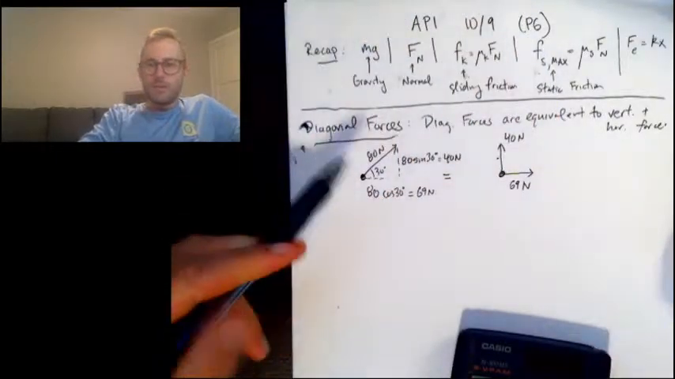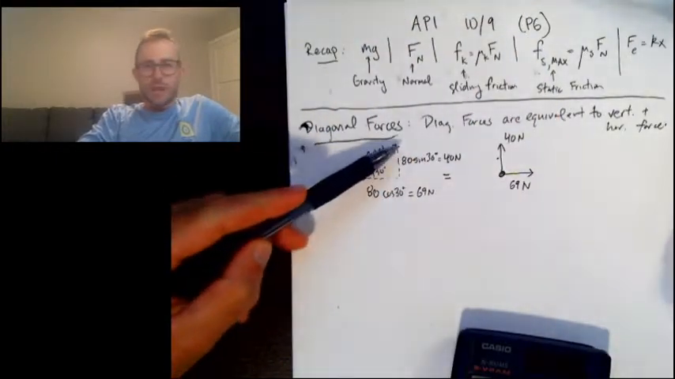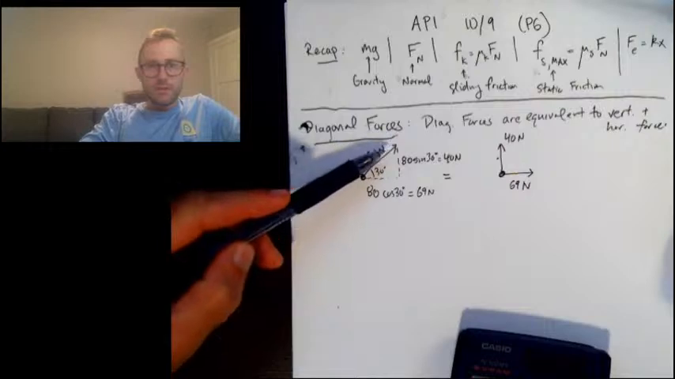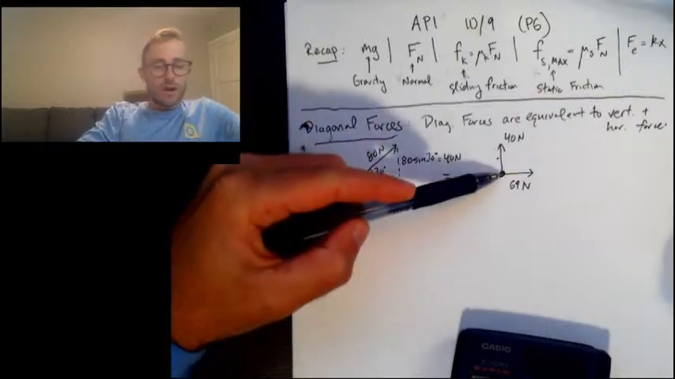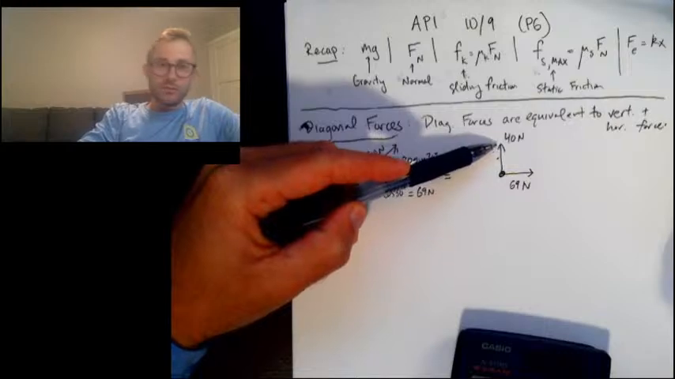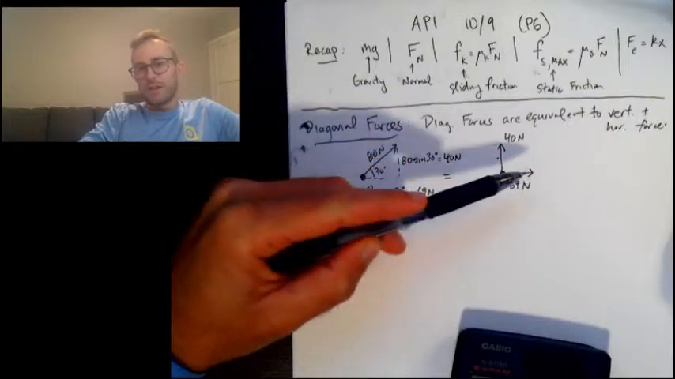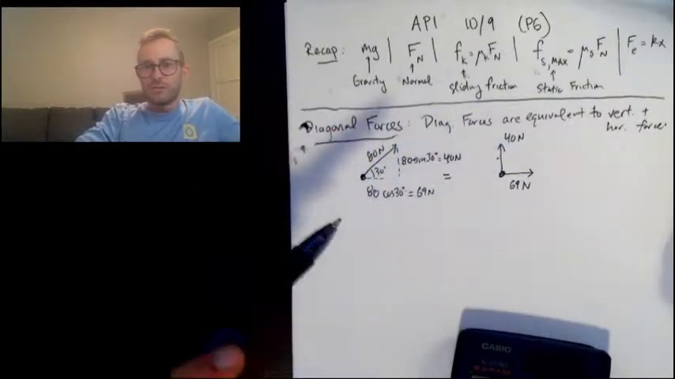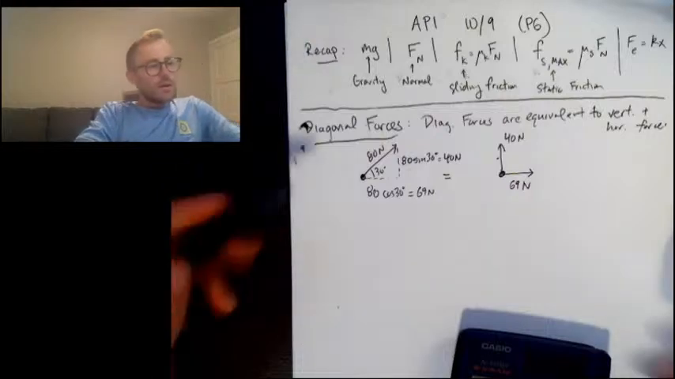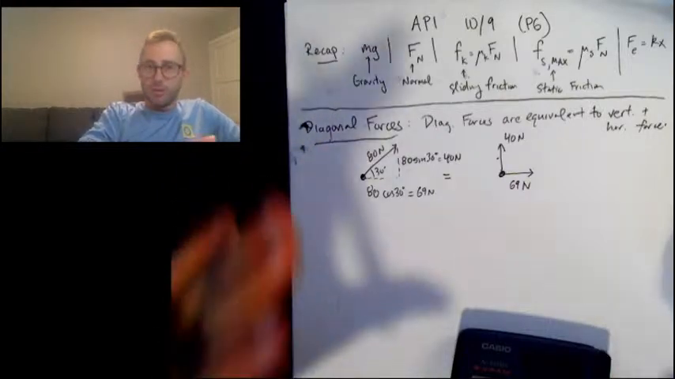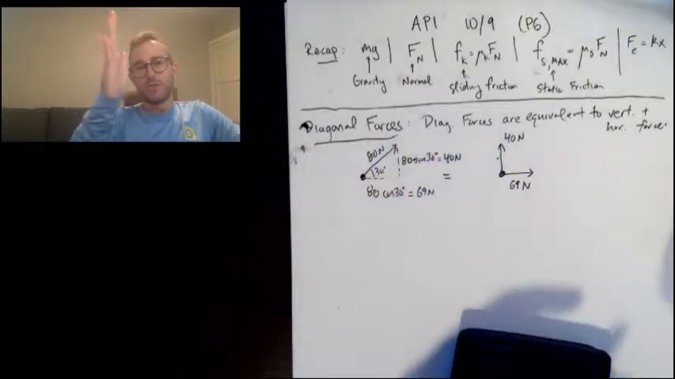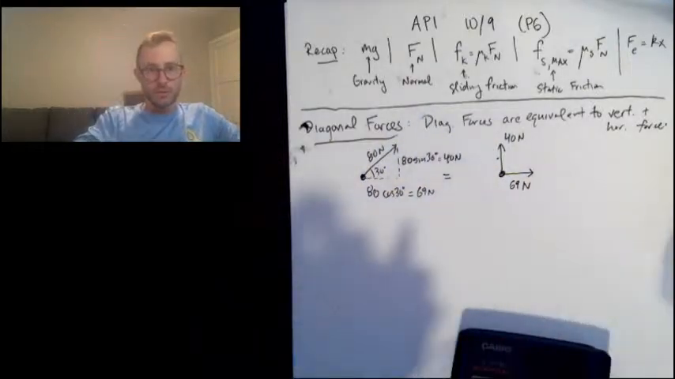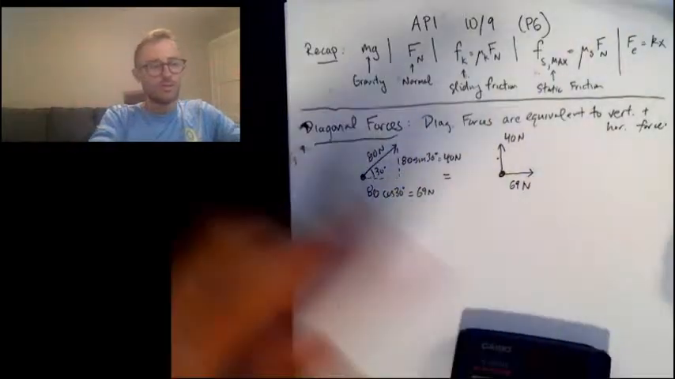So what that means is that an 80 newton diagonal force at an angle of 30 degrees is equivalent to an upward force of 40 newtons and a side-to-side force of 69 newtons. So that's what you want to do with diagonal forces. You always take a diagonal force and you turn it into a vertical force and a horizontal force. Is everyone clear on that? I hope so.